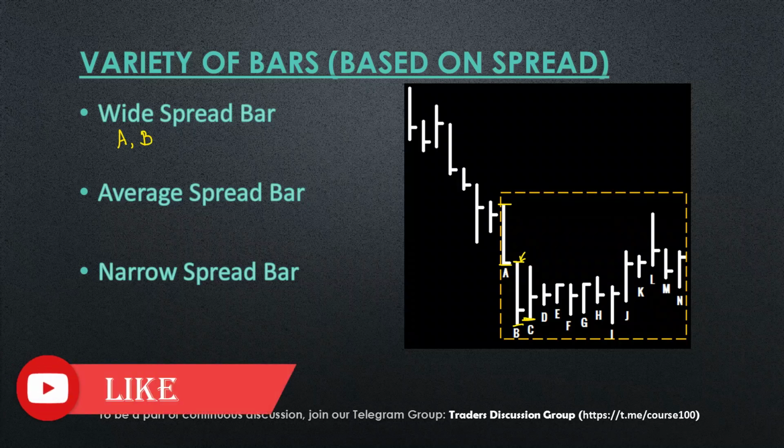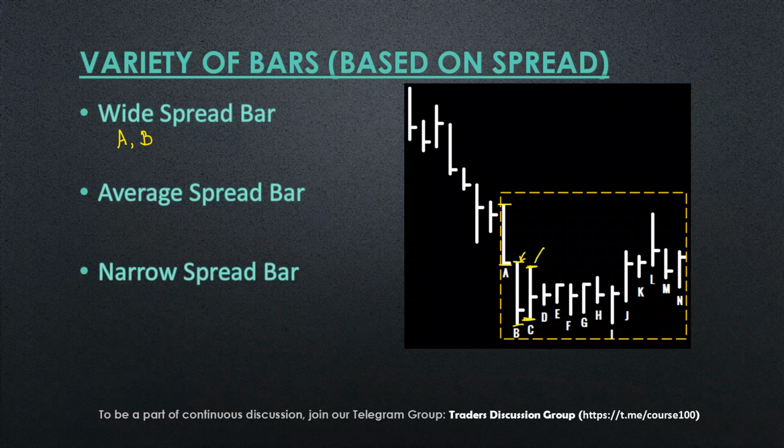Now if I observe C, obviously C is less than A or B, whereas the spread of C is kind of equivalent to these bars. So I can say my C bar is an average spread bar. My bar D, as you can see, bar D, bar E, both bars are relatively smaller compared to these previous bars. So I'll say my bar D and bar E are narrow spread bars.